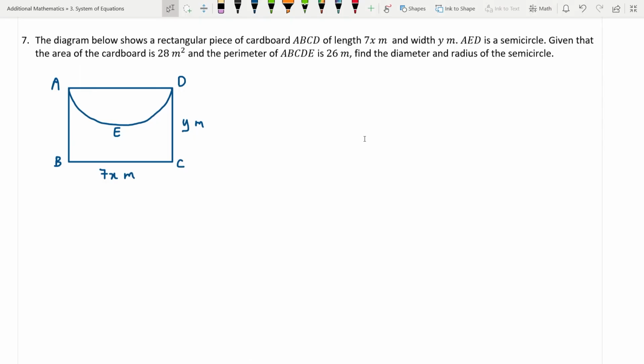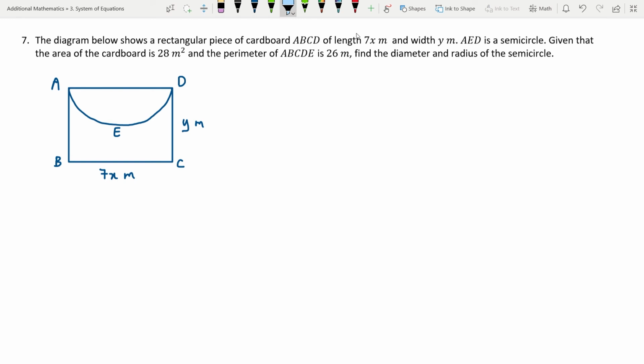Last question, question 7. The diagram below shows a rectangular piece of cardboard ABCD of length 7x meter and width y meter. AED is a semicircle. Given that the area of the cardboard is 28 meters square and the perimeter of ABCDE is 26 meter, find the diameter and radius of the semicircle.